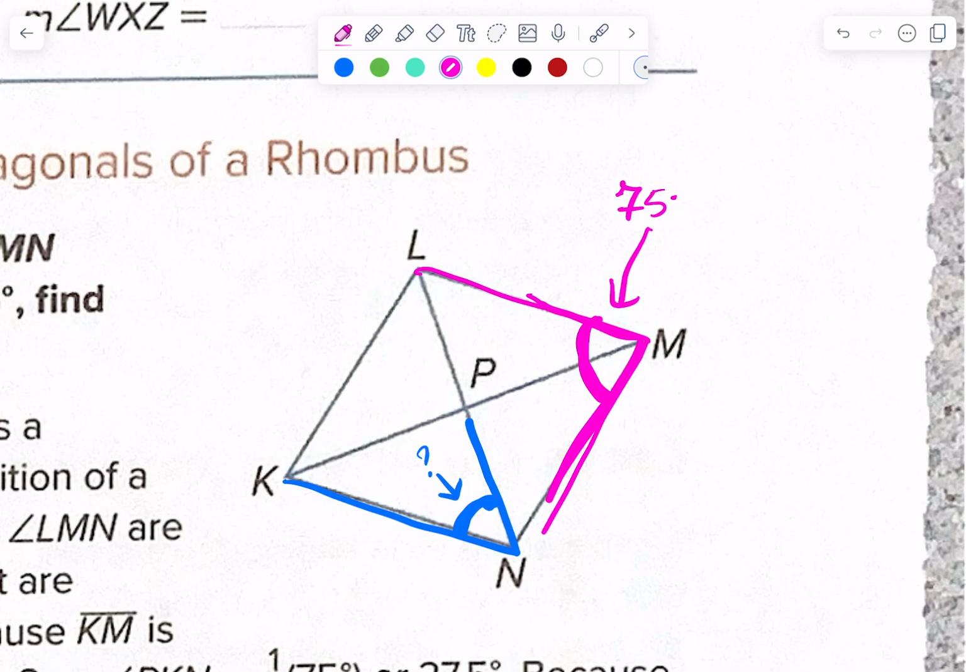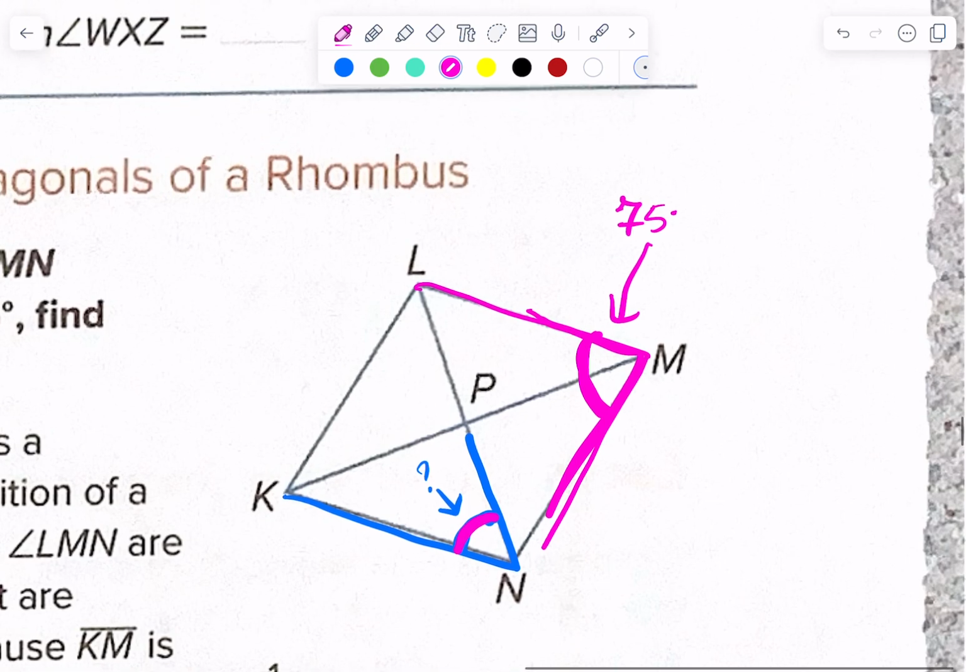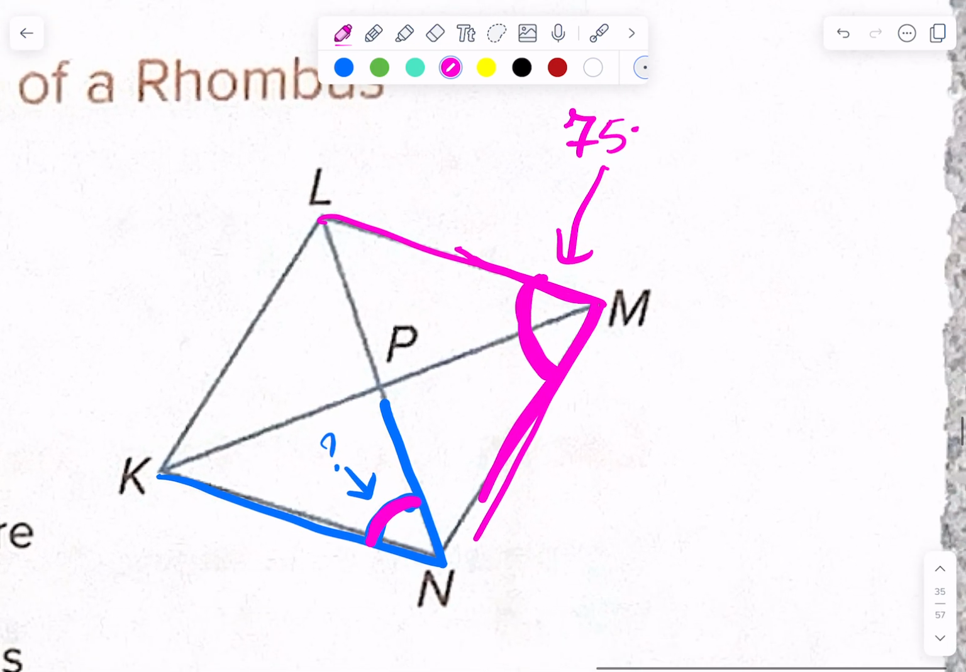75 degrees up top. How do I figure out what this angle is down below here? There's a couple different ways you could do it. What would you like to do? They're the same size in a rhombus. Divide 75 by 2? Yeah. Half of 75 and then set it equal to that. 75 divided by 2 is 37 and a half. So this guy will be 37.5 and this guy will be 37.5.